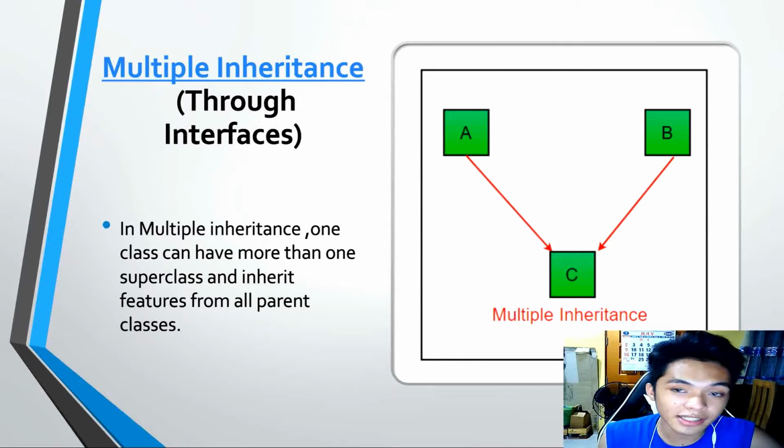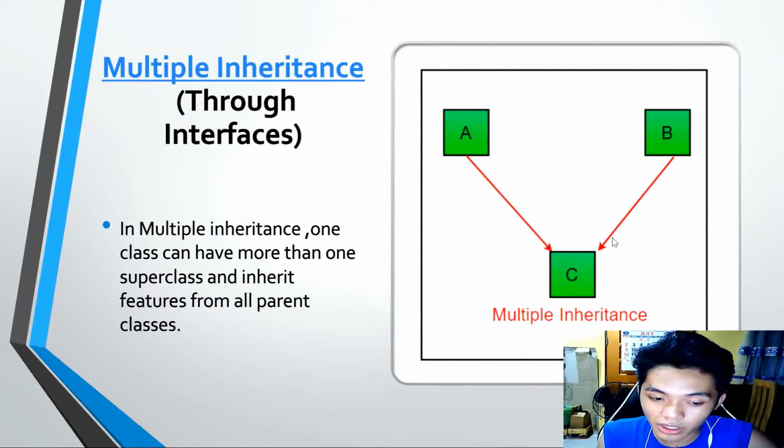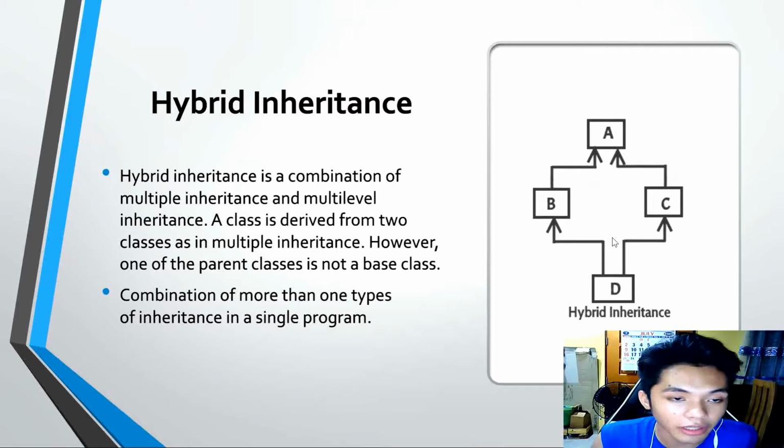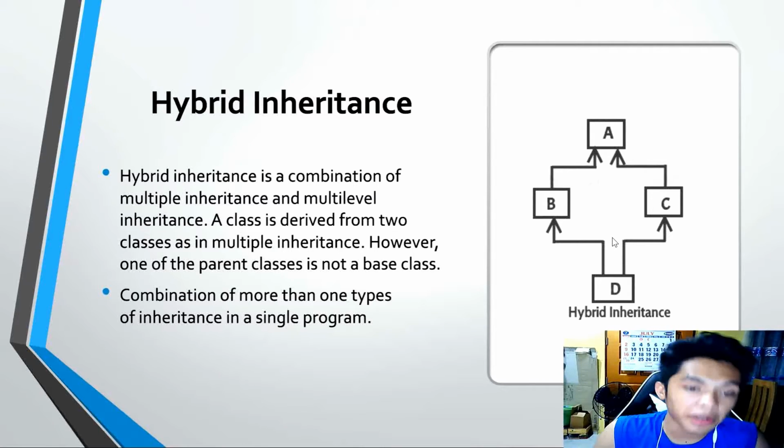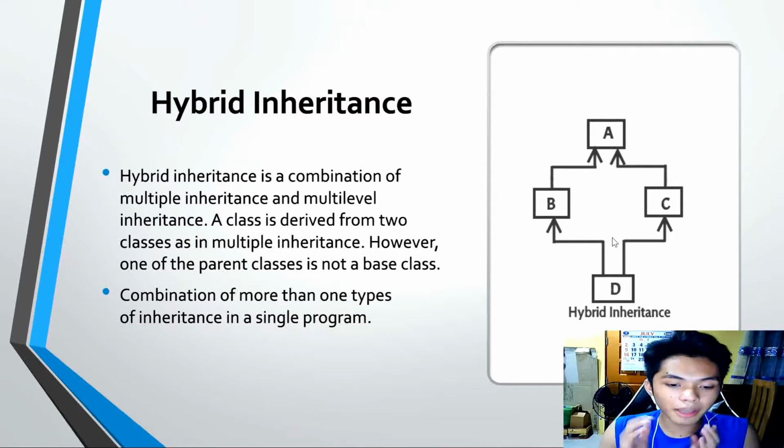So the next and the last one is hybrid inheritance. Hybrid inheritance is a combination of multiple inheritance and multi-level inheritance. A class is derived from two classes in multiple inheritance. However, one of the parent classes is not a base class, so it is a combination of more than one type of inheritance in a single program. So it is a mix of two or more of the above types of inheritance.